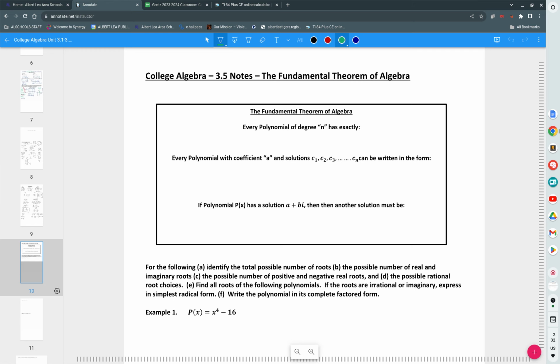All right, fundamental theorem of algebra. The fundamental theorem of algebra says three things. They're all pretty cool. The first one you already know. Every polynomial of degree n has exactly n solutions, or roots, or zeros. Okay, whatever you'd like to call them.